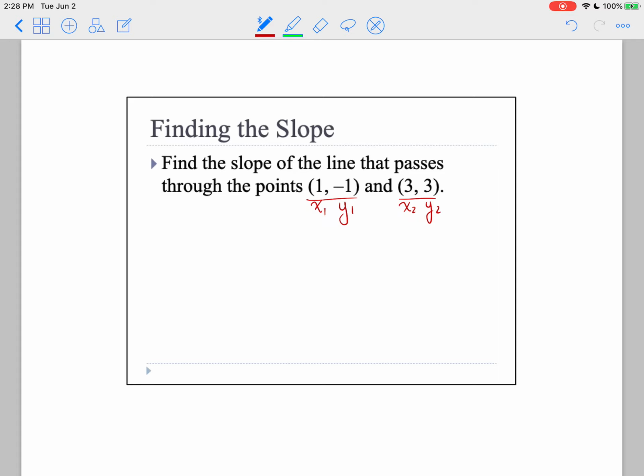So the change in the y is going to be 3 minus -1. That's y2 minus y1 over the change in the x, which is 3 minus 1. So in the numerator, we have 3 minus -1, which is 4. In the denominator, we have 3 minus 1, which is 2. And so the slope of the line that passes through these 2 points is 2. Again, it's the slope of the line. It's not the slope between the 2 points. It's the slope of the line that passes through the 2 points.